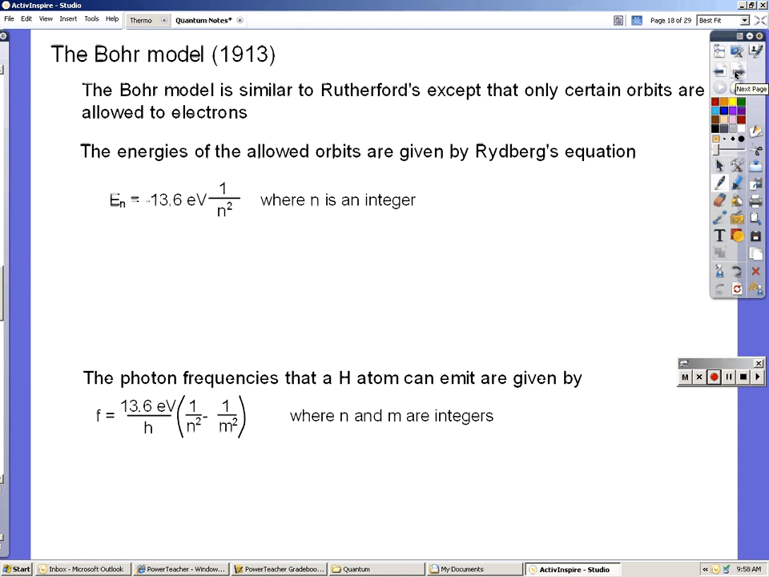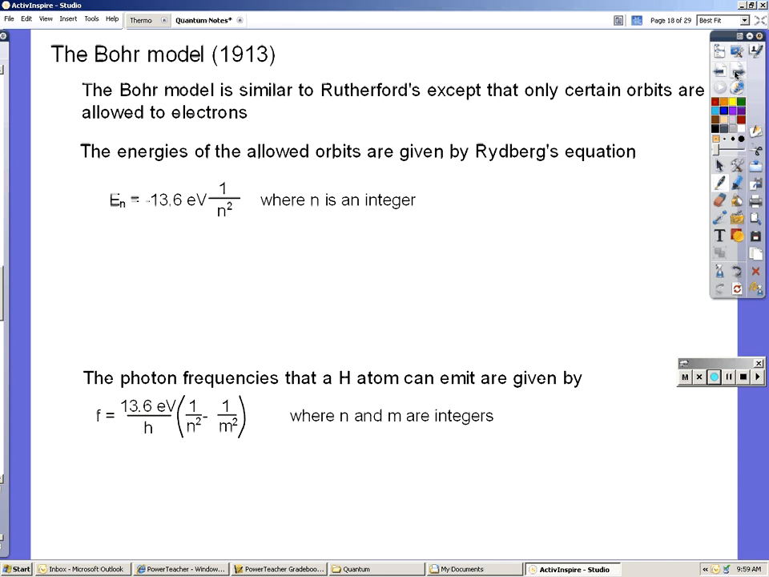And the whole thing with the emission lines allowed the creation of what's called the Bohr model of the hydrogen atom. It's very similar to Rutherford's model, except whereas Rutherford said any orbit is allowed, it just has to be elliptical, obey the 1 over r squared law and all that, Bohr said only certain orbits are allowed.